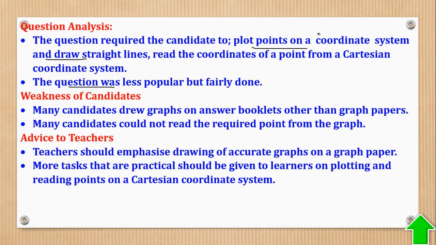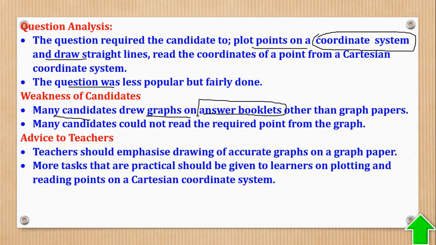So here for me, I'm stuck to using the word graph paper, but UNEB no longer wants us to use the word graph paper. That's why you see here the word coordinate system. So they want you to use the word coordinate system or grid paper. But I believe if I use the word graph paper, you know what it means. But the actual word should be grid paper or coordinate system. Anyway, so the weakness is that many candidates drew graphs on answer booklets.